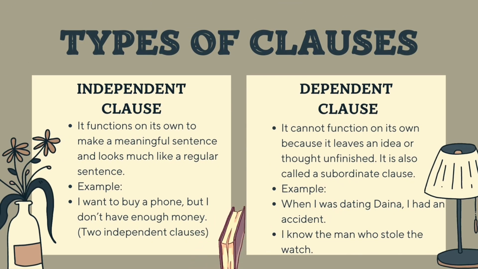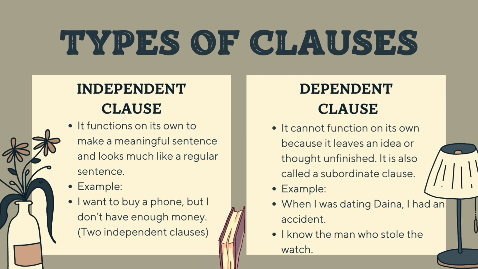So now we jump up to the types of clauses. First, independent clause. It functions on its own to make a meaningful sentence and looks much like a regular sentence. In a sentence, two independent clauses can be connected by the coordinators like and, but, so, or, nor, for, or yet. For example, I want to buy a phone, but I don't have enough money. The sentence contains two independent clauses. Here, independent clauses don't depend on any other construction to complete the idea or form a sentence because they can stand by themselves.